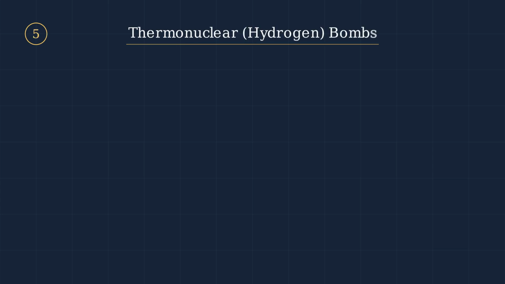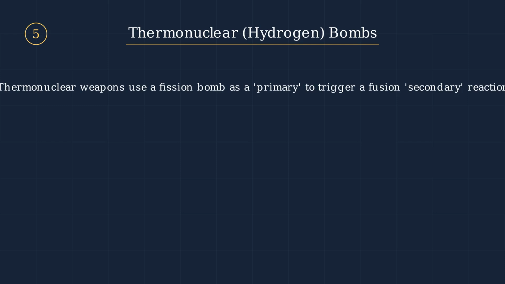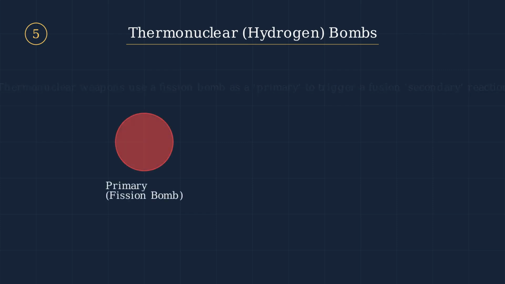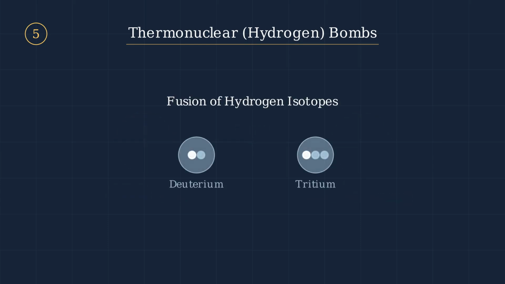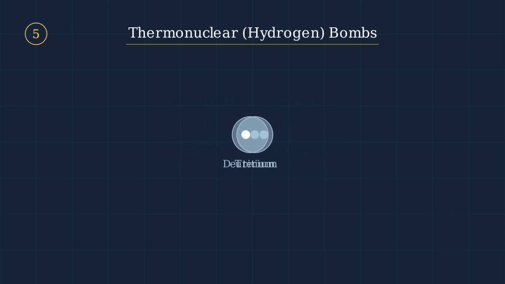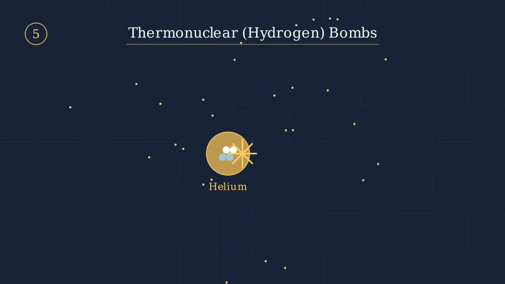Thermonuclear weapons, also known as hydrogen bombs, represent a significant advancement in nuclear weapon technology. Unlike pure fission bombs, these weapons use a two-stage design that combines fission and fusion processes. A fission bomb serves as the primary stage, generating the extreme heat and pressure needed to trigger the fusion secondary stage. The fusion stage involves hydrogen isotopes, specifically deuterium and tritium, which are forced to combine under extreme conditions. When these isotopes fuse together, they form helium while releasing an enormous amount of energy, significantly more than fission alone.